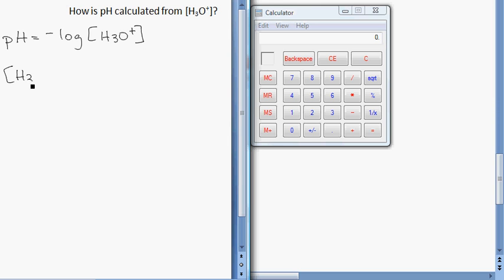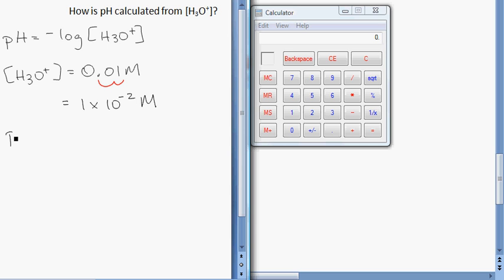So for our first example, we're going to do one that you can just do in your head. The hydronium ion concentration is 0.01 molar. First, convert that to scientific notation because we have moved the decimal places two places to the right. This is equal to 1 times 10 to the negative 2 molar.